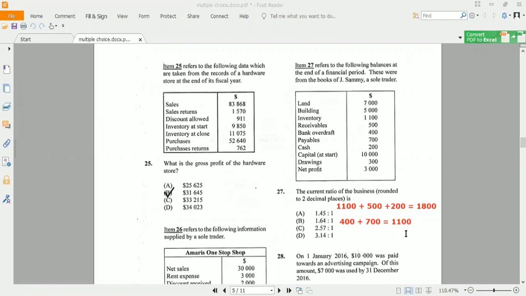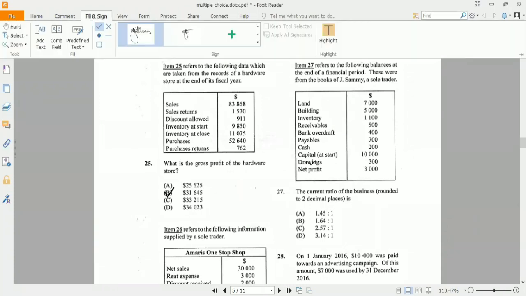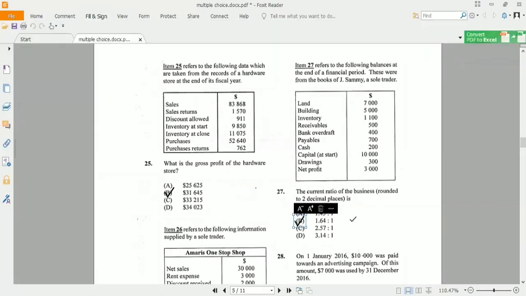That is 1,800 divided by 1,100. And our response is 1.636. So what is the answer? 1.64. 1.64. So we add that one because the number that comes after the 3 is greater than 5.